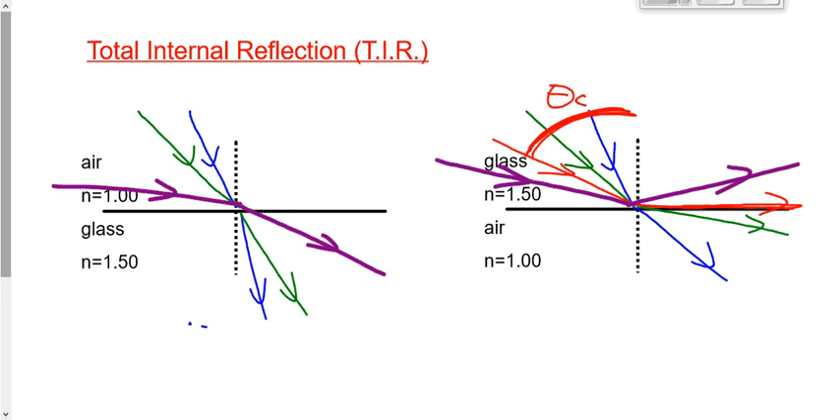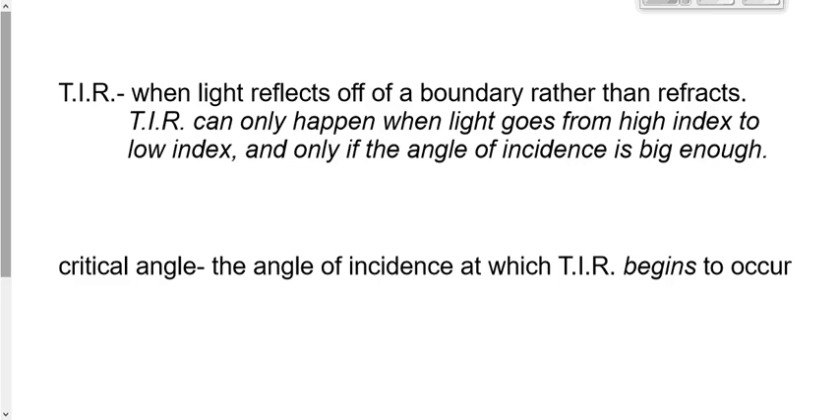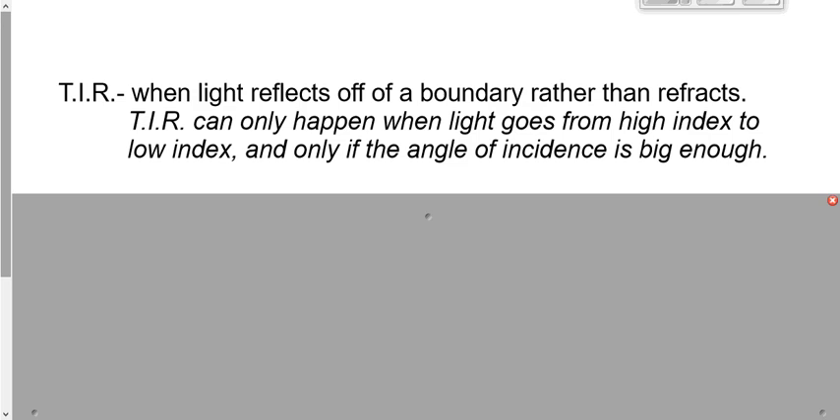But you can get the idea of increasing the angle from the normal, right? And increasing it to the point where reflection might begin to occur. So what do we define total internal reflection as? It's a phenomenon whereby light reflects off of the boundary rather than refracts.